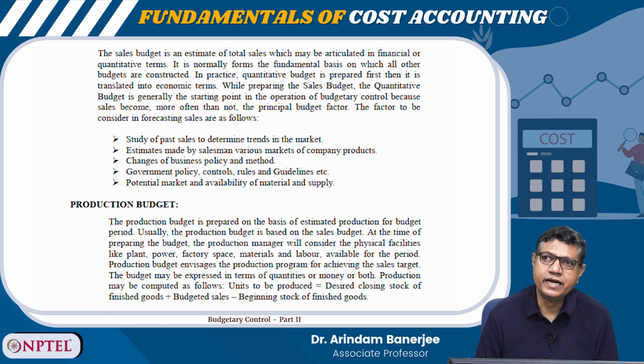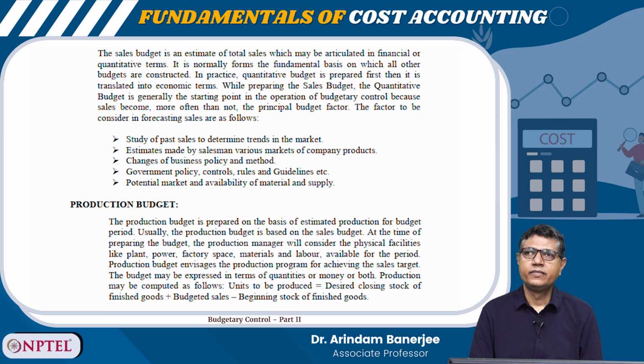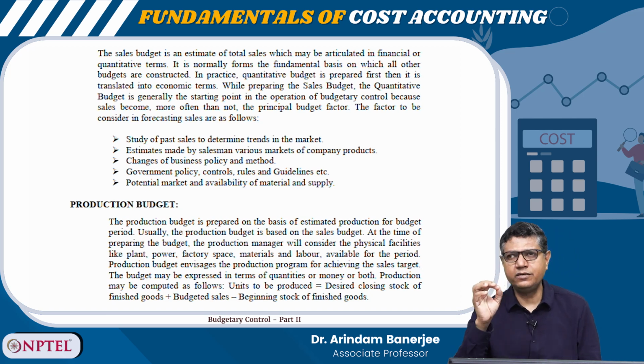Once the sales budget is ready, then I need to check whether I have the capacity to produce that or not. So I will prepare what? I will prepare the production budget. The production budget is prepared on the basis of estimated production of the budget period. Usually the production budget is based on the sales budget. At the time of preparing the budget, the production manager will consider the physical facilities like plant, power, space, material and labor. So the underlying factor is whether I am capable of production or not.